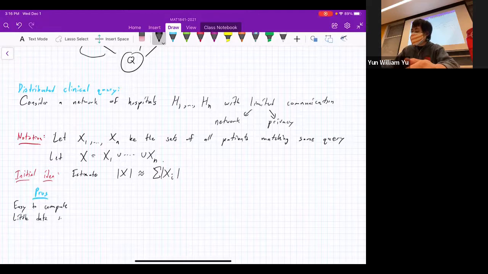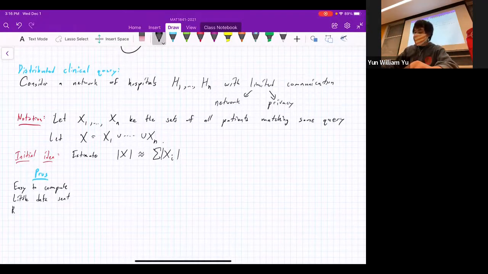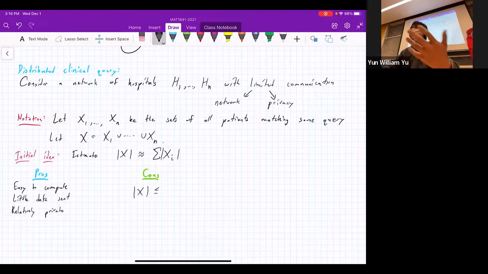And so we can give some guarantees on privacy. We're not going to go into that too formally, but basically, if you send less data, you're preserving privacy more for your patients. And yeah, so this is relatively private, and that can be quantified, although we're not going to do it. Of course, there are some cons here. The biggest con is that the size of the union is not actually equal to the sum of these things, and so this is not quite accurate.